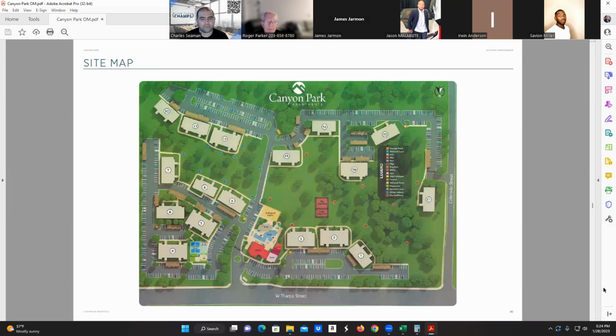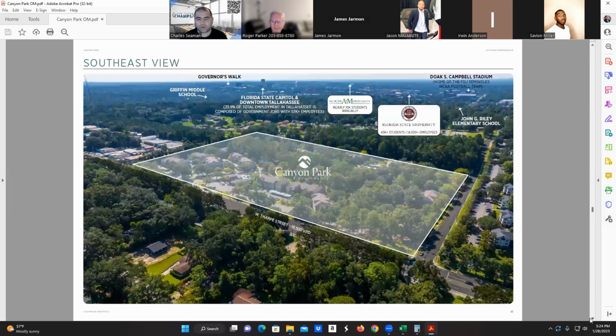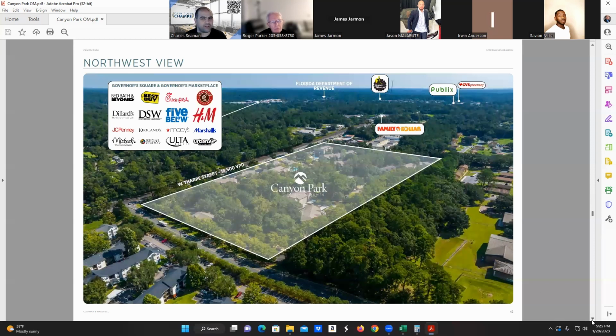Okay, we get a site map of the property, and you can see a lot of greenery on here. Certainly a big property to maintain, I'm sure. The street right here is 18,500 vehicles per day, so not a bad street, some decent traffic on that. Looks like it will be high visibility for the property.